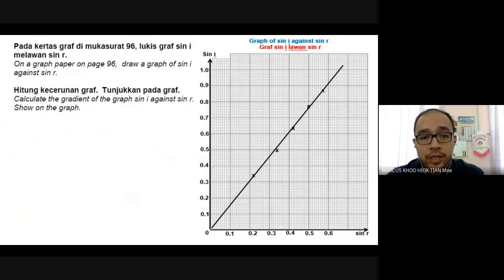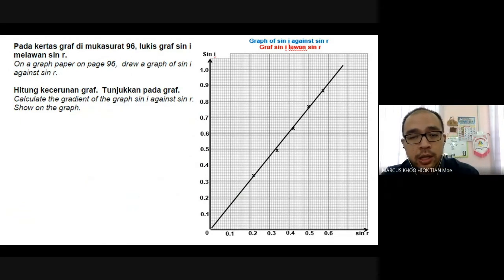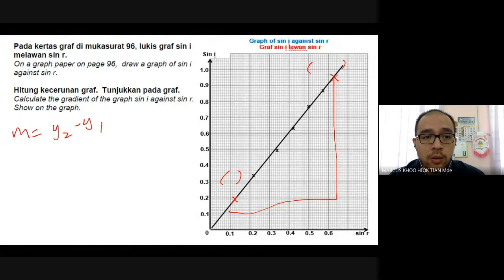Now we're going to come to this graph, and this is where I need you to look at your graph and calculate the gradient. Do you know how to calculate the gradient? I think you learned this in AdMaths. Choose 2 points, any 2 points you want. Draw the triangle, and then state the coordinates, and then the gradient will be y2 minus y1 over x2 minus x1.